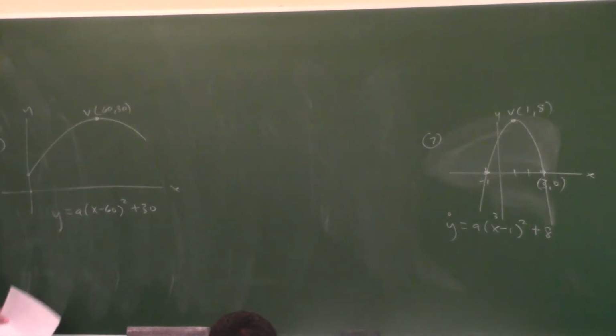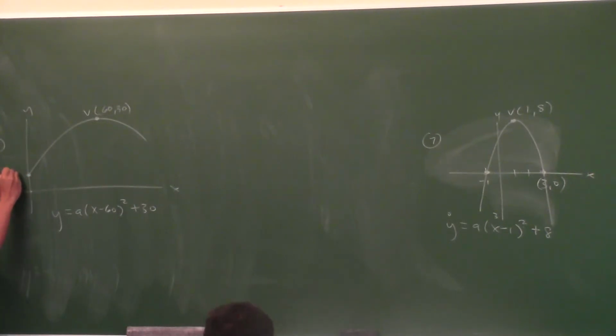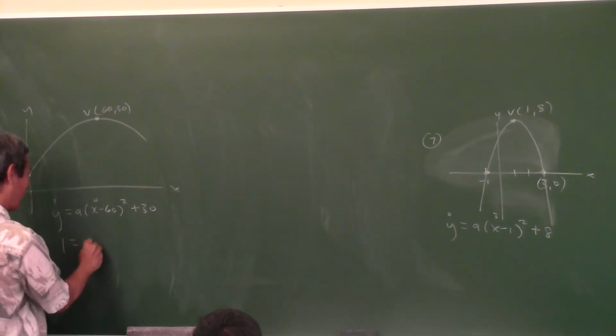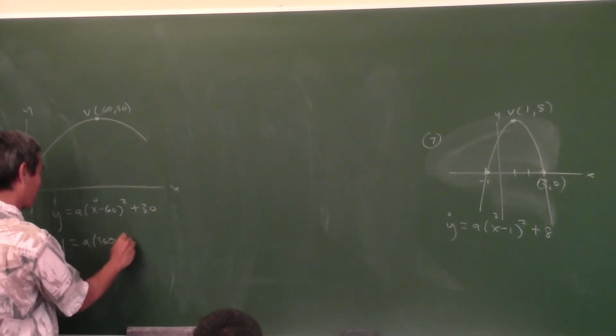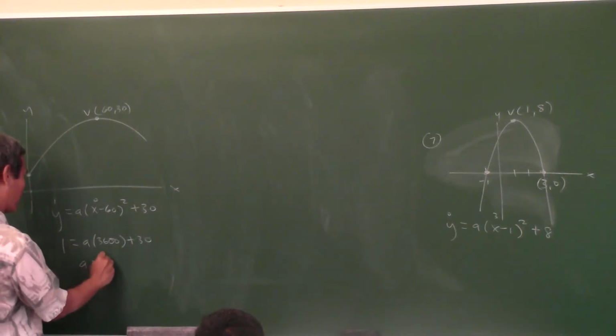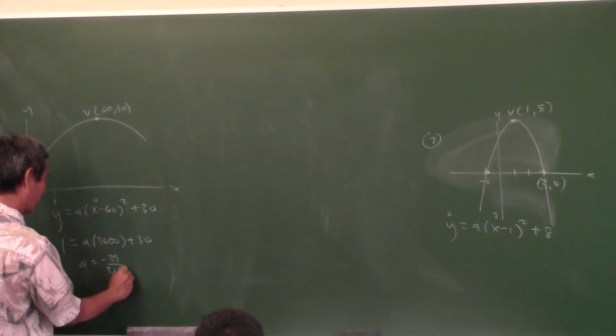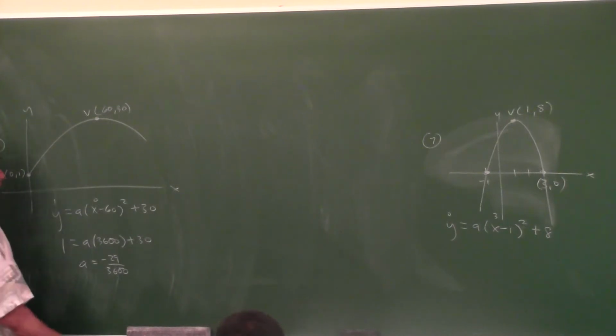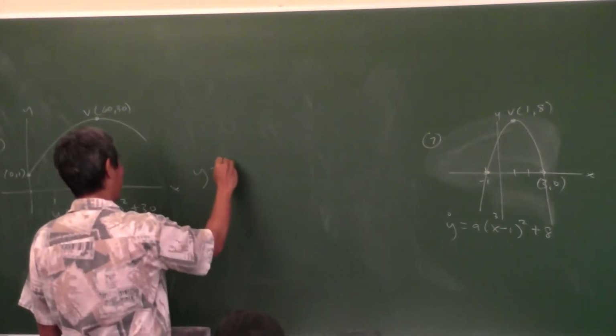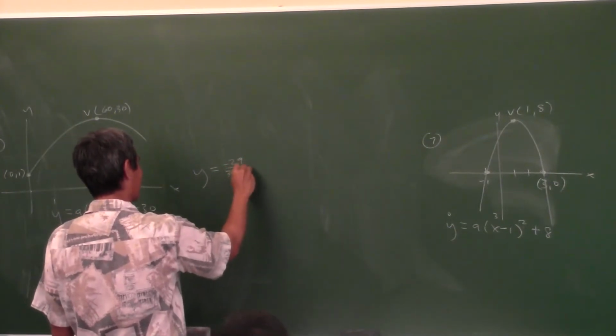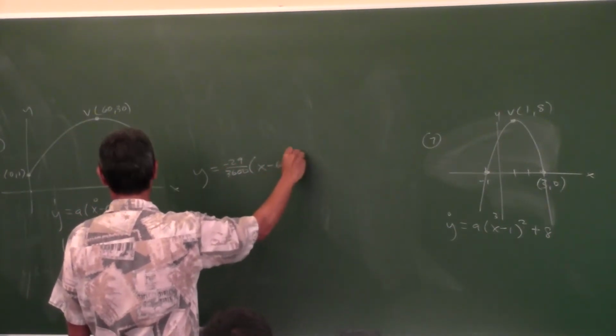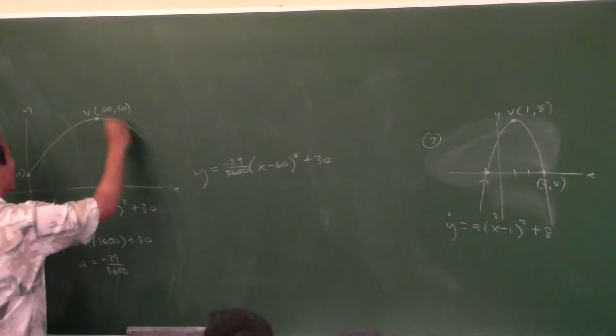How do I figure out a? You plug in a point. Do we know a point? Yeah, the ball was hit 1 meter above home plate, so isn't that 0, 1? So if I plug in 0 for x and 1 for y: 1 equals a times 3600 plus 30. A equals negative 29 over 3600. Therefore the equation of this parabola is y equals negative 29 over 3600 times x minus 60 squared plus 30. This is the equation of the parabola.